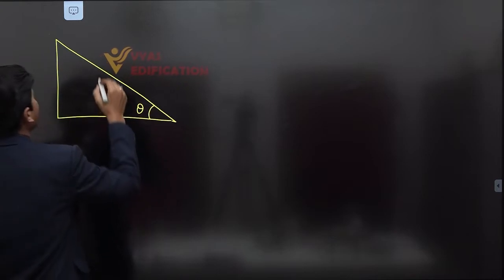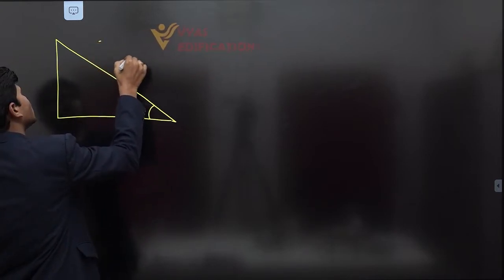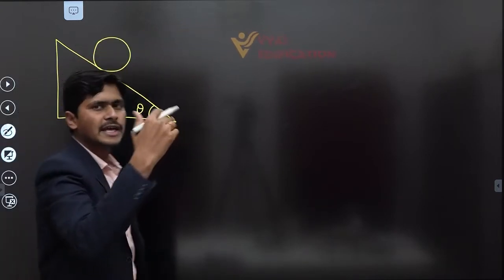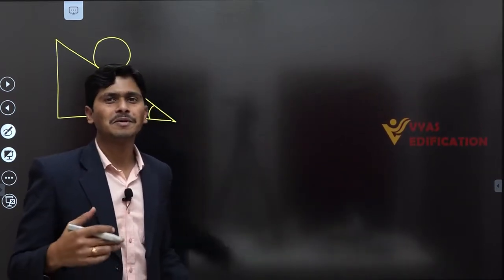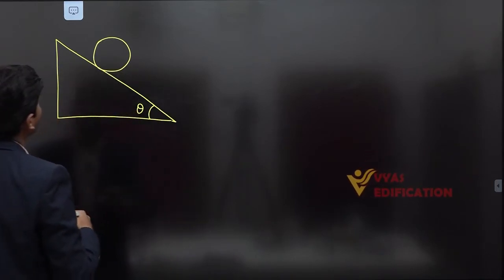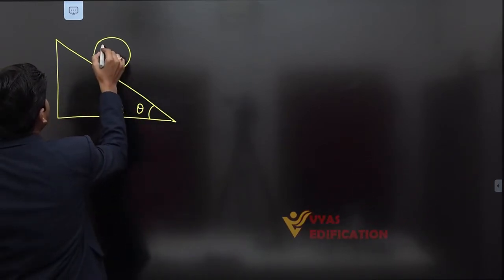Clear? And let's suppose here we have an object. Let's suppose I am taking a sphere. We can take any body. It may be a ring, it may be a disc, it may be a cylinder, it may be a solid sphere. Clear? So this is any object.